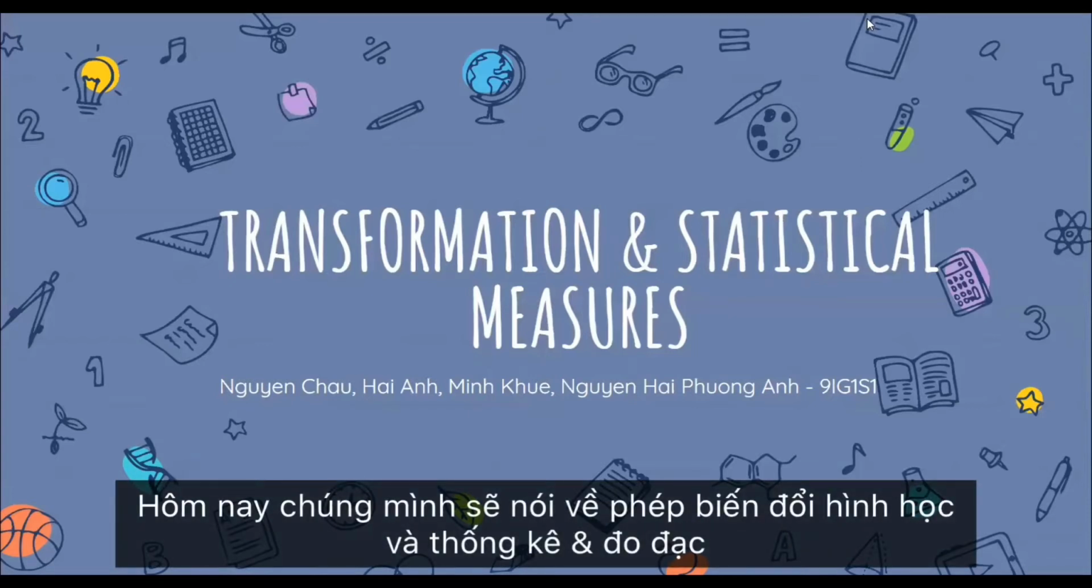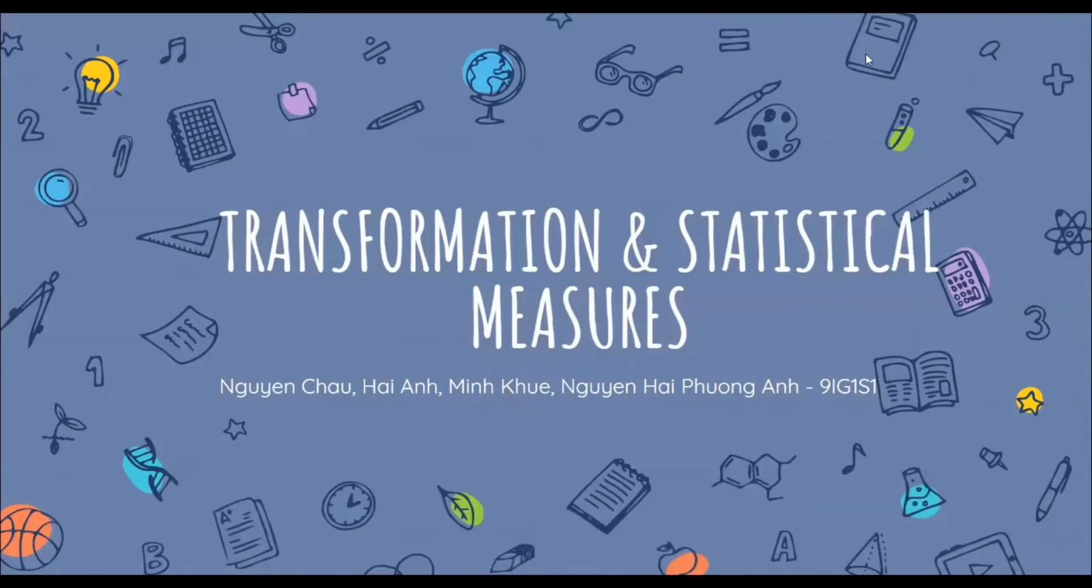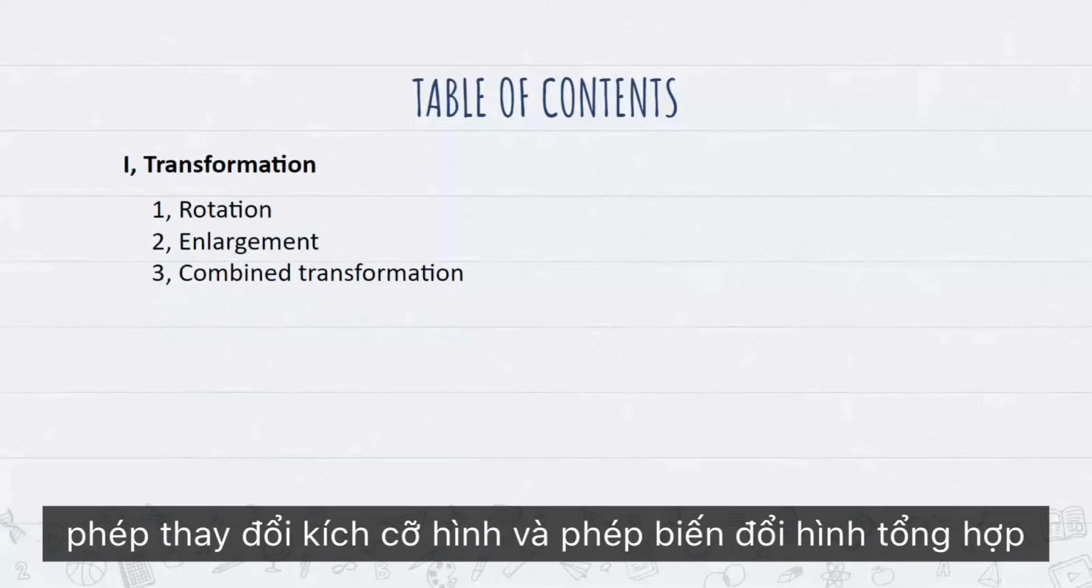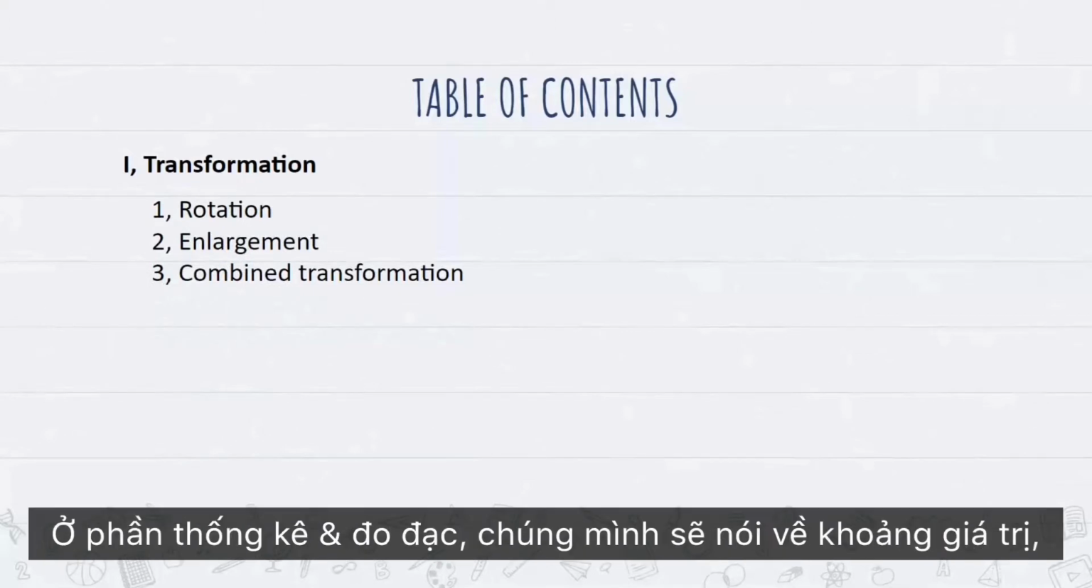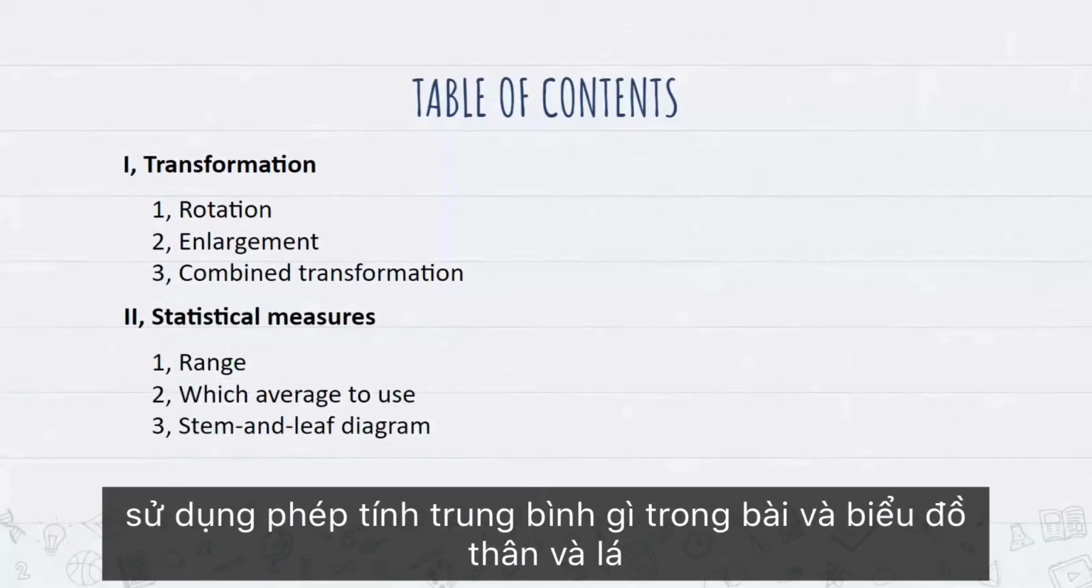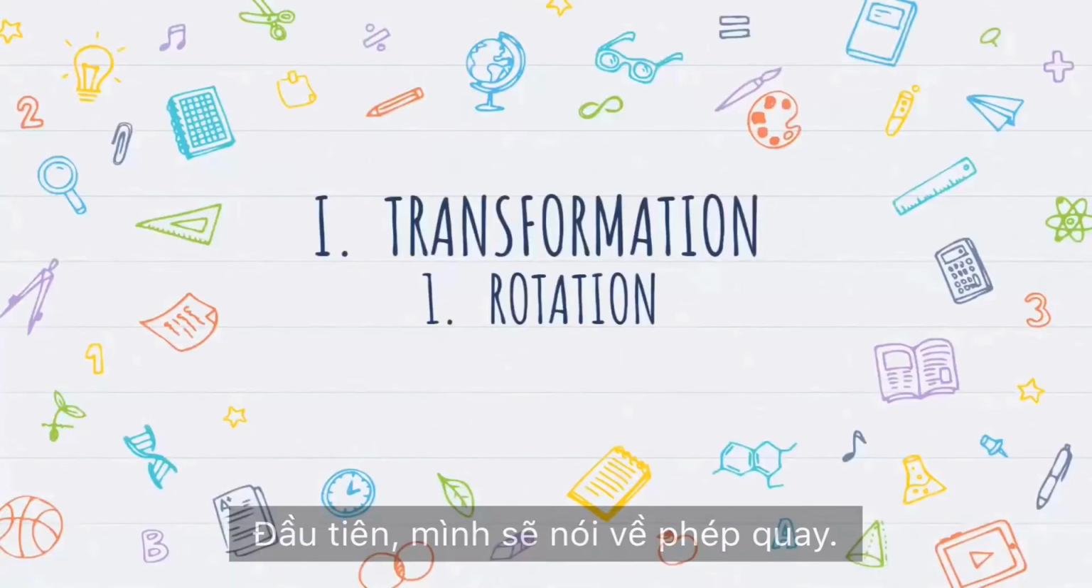So today we're going to talk about transformation in statistical measures. Here's the table of contents. In transformation, we're going to talk about rotation, enlargement, and combined transformation. In statistics, statistical measures, we're going to talk about range, which average you use, and the stem and leaf diagram. First, we're going to talk about rotation.